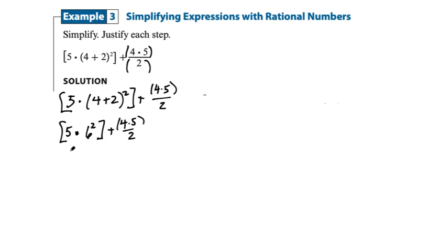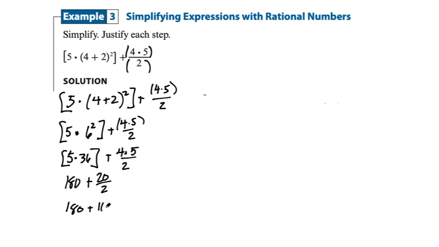So 6 squared is 36. So this becomes 5 times 36, and then plus 4 times 5 over 2, rather. And so I'm going to get started with that multiplication as well. So I've got 5 times 36. I can actually do that multiplication, which is going to get me 180. And then I'm going to multiply this and get 20 over 2 and then finish off the problem. Before I add, I'm going to do this division because that's really what's happening here. I get 10, and then 180 plus 10 is 190. And so that's going to be my final answer here.